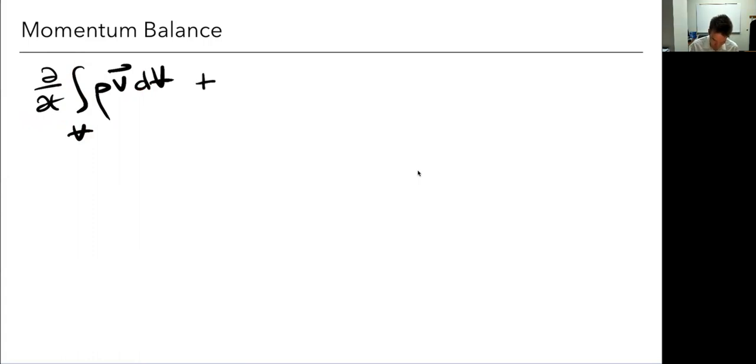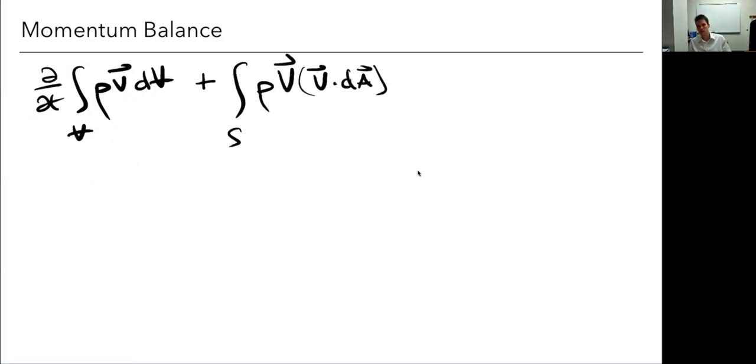Now I have to look at the net outflow, and it's going to be the same thing, integrate over the boundary to see what momentum is crossing. So I've got my mass flow rate here, but I'm going to multiply by another velocity term, so I have momentum. So this is the momentum flux now, not the mass flux. Then what remains is the production term.